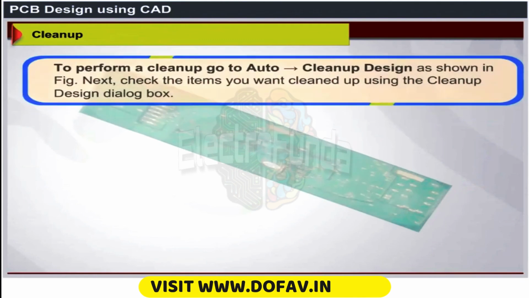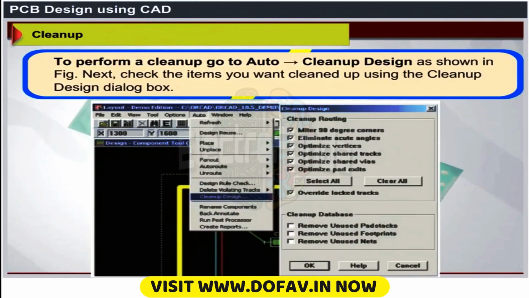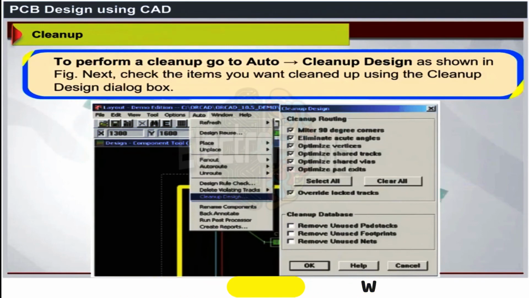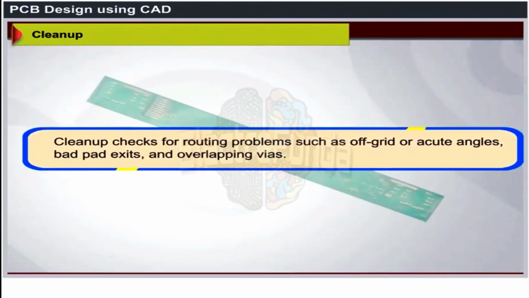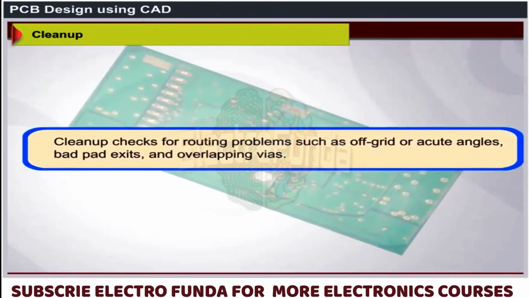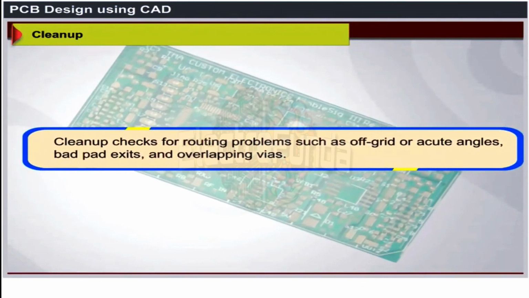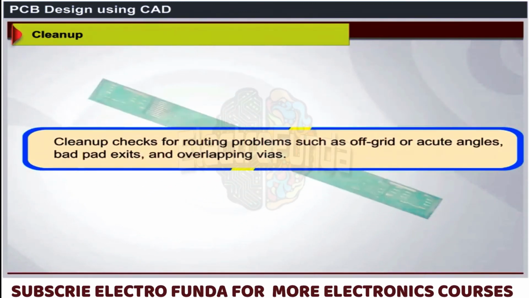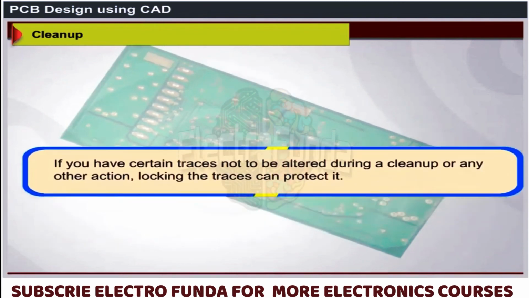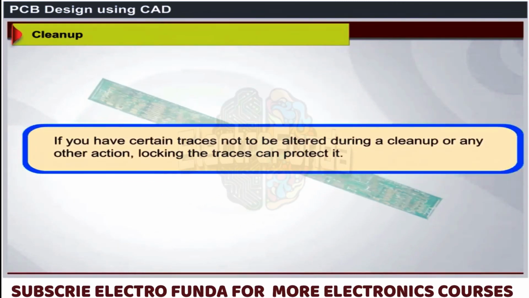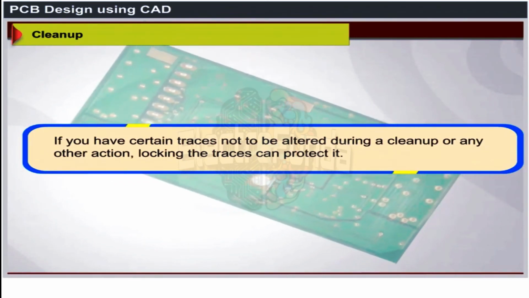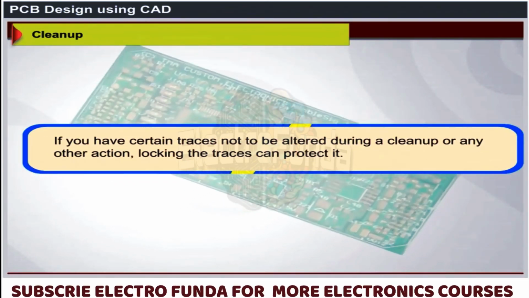Cleanup. To perform a cleanup, go to Auto, Cleanup Design as shown in the figure. Next, check the items you want cleaned up using the Cleanup Design dialog box. Cleanup checks for routing problems such as off-grid or acute angles, bad path exits and overlapping wires. If you have certain traces that you do not want altered during a cleanup or any other action, you can lock the traces so that they are protected.